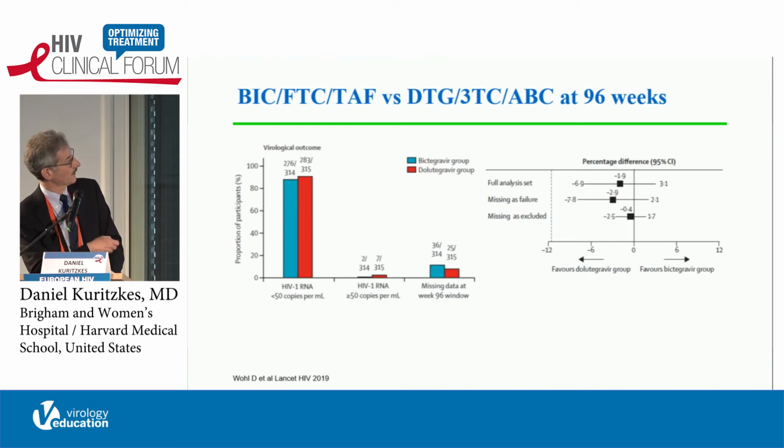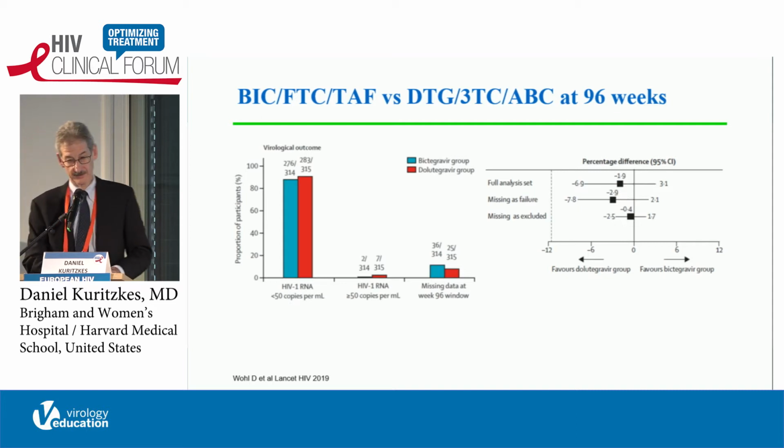The majority of the participants who don't qualify as suppressed have missing data. The number of actual virologic failures is tiny, and you can see here that in the full analysis the comparison meets the non-inferiority margin that was pre-specified, and so bictegravir and dolutegravir, given as fixed-dose combinations, are really indistinguishable from one another.